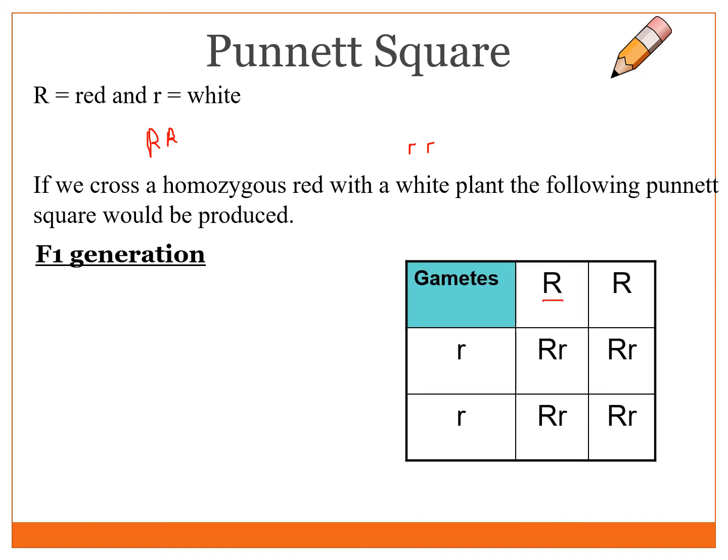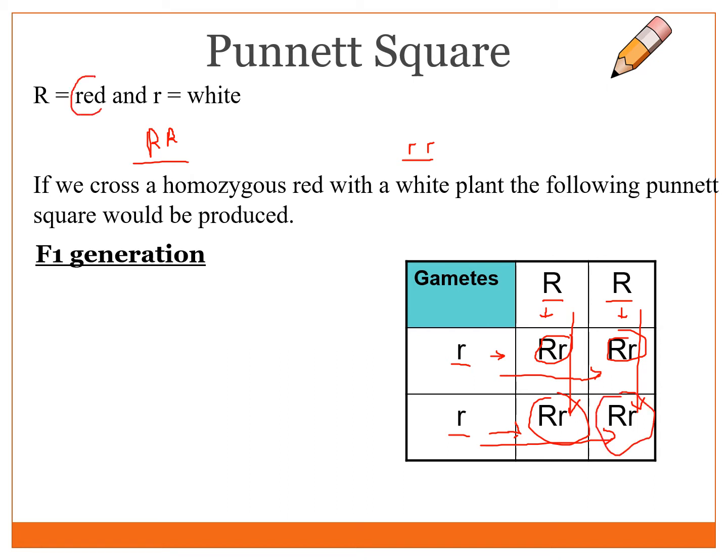So here are our gametes, big R for the first parent, and then our gametes for the second parent go here, so small r. Then we would cross the big R and small r to get big R, small r. We'd cross this one and this one to get big R, small r. Then we'd do this one and this one to get your big R, small r, and then we do this one and this one to get your big R, small r. So all of them would be big R, small r, so all of them would be heterozygous, and all of them would be the dominant phenotype, which would be red.